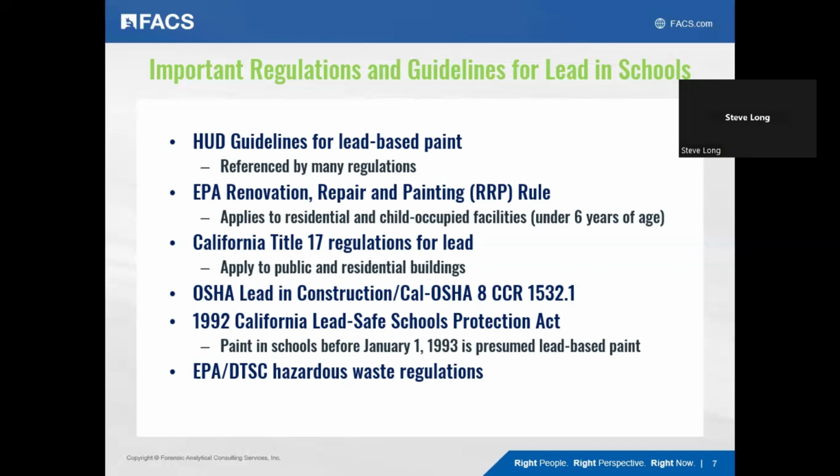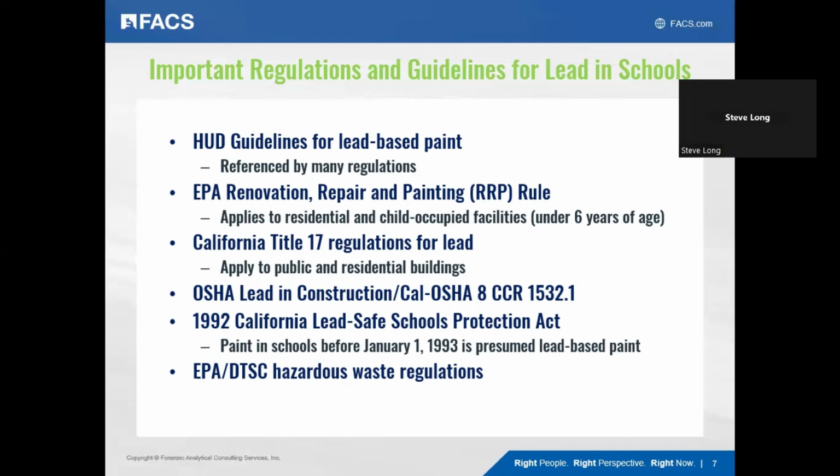EPA has created the RRP rule, or Renovation, Repair, and Painting rule. This rule to prevent exposure to lead applies to residential and child-occupied facilities. So for schools, child-occupied being defined as under 6 years of age, this would be primarily your pre-K and kindergarten students.